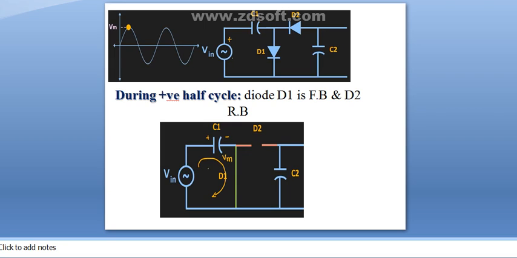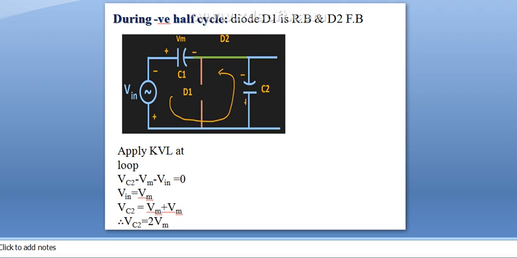In this circuit, during the positive half cycle, diode D1 is forward biased and D2 becomes reverse biased. So D1 acts as a short circuit and D2 acts as an open circuit, right? See the directions here. D1 acts as a short circuit and D2 acts as an open circuit in the positive half cycle.